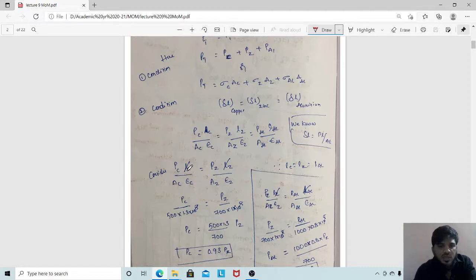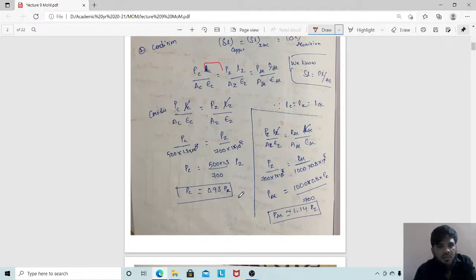where we know that LZ and LC are equal, because the initial cases they have clearly given that the lengths are equal, so you can strike out the lengths. So the left out things is PC AC EC by PZ AZ EZ. We know that A values are given. AC for copper is 500, AZ for zinc is 700, whereas copper's Young's modulus is given. Young's modulus for zinc is given. Substitute all the values, we will get a relationship between PC and PZ.